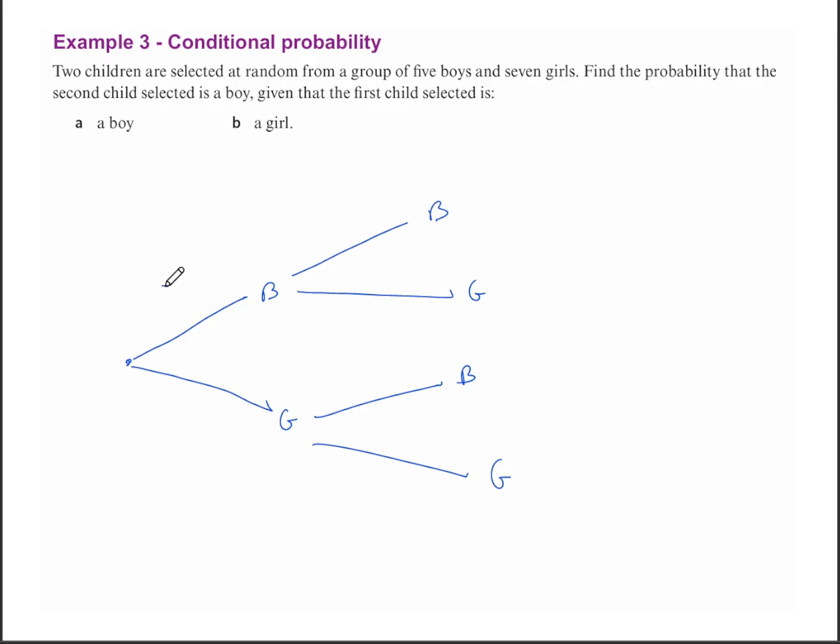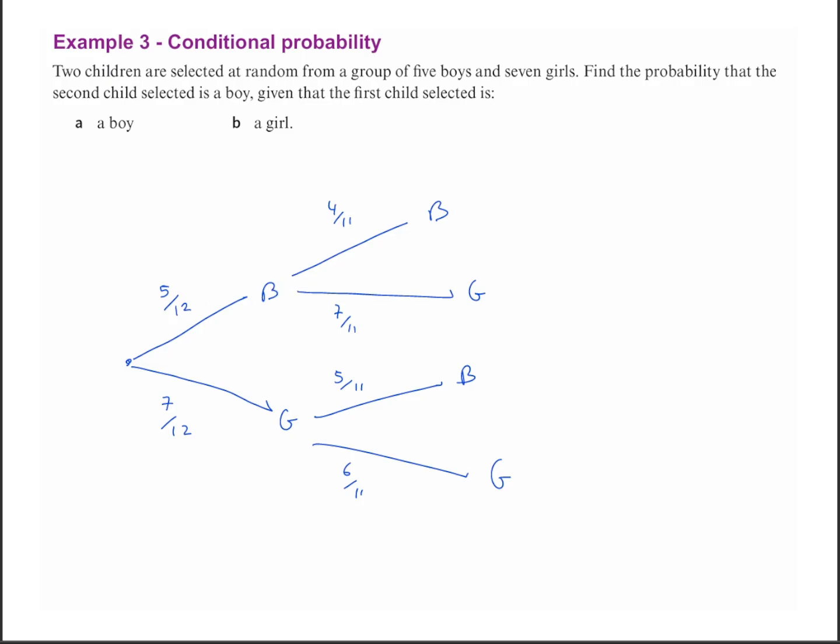So initially, the probability of you choosing a boy is 5 over 12, and the probability of you choosing a girl is 7 over 12. Then, because they've already been selected, the number of students goes down to 11. And to choose a boy after originally a boy has already been chosen is now 4 over 11. This is going to be 7 over 11. This is going to be 5 over 11. This is going to be 6 over 11.